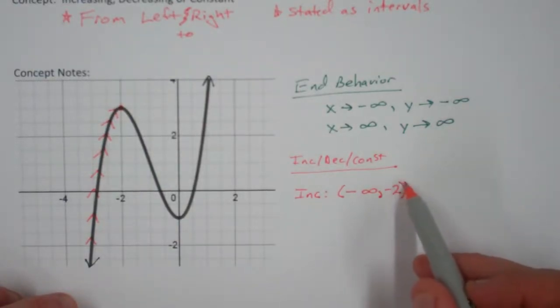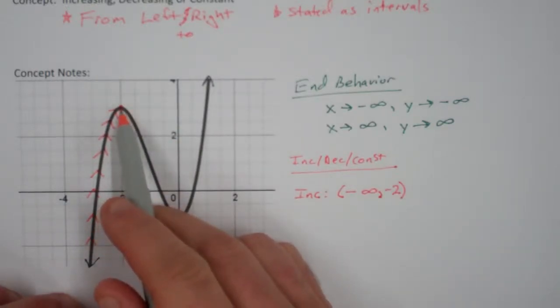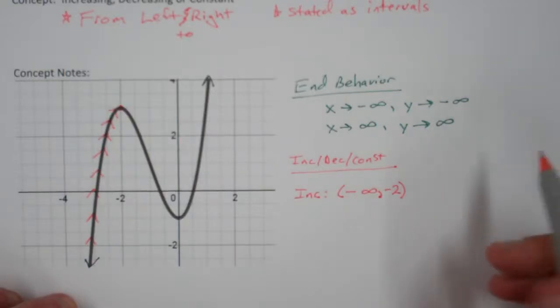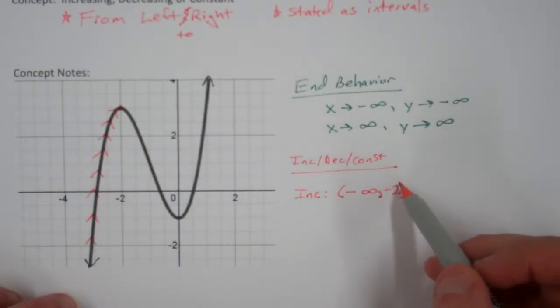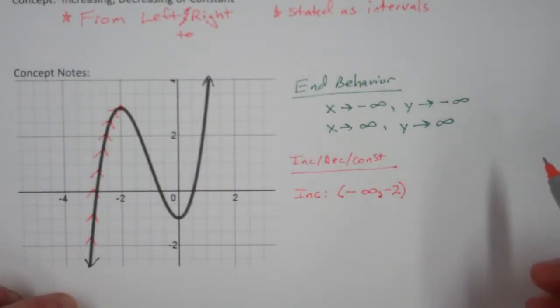Some people will argue that you should include this negative 2. However, I like to use parentheses because for me, at this very point the graph is neither increasing or decreasing. At this point it is constant, but you will find some definite argument out there about that, and I won't get very sticky about it. If you put a bracket or a parenthesis, that's fine as long as you have that value here.